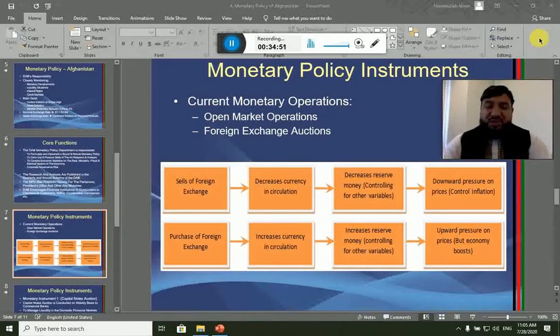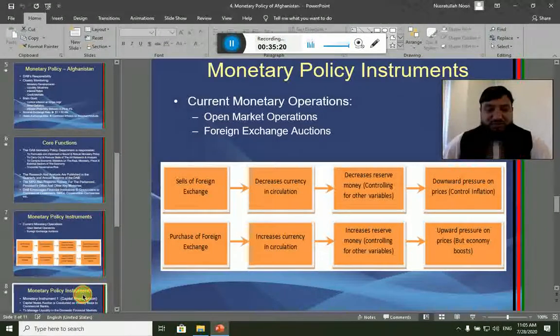When the central bank purchases the foreign currency, Afghani or national currency goes into circulation in the market, so the circulation of Afghani increases, which increases the reserve money as well, and there is an upward pressure on the prices, right? So that's the prices of all the goods and services.